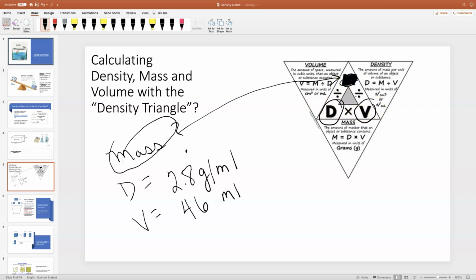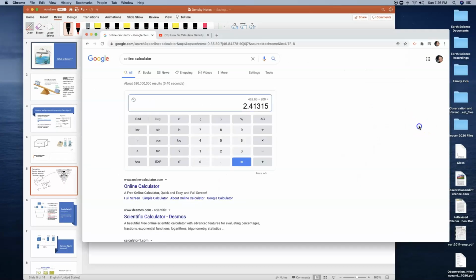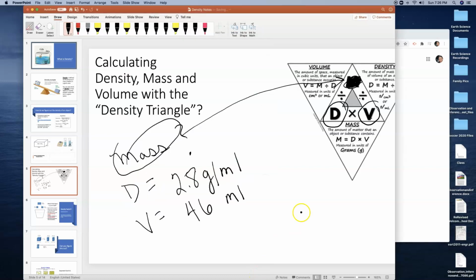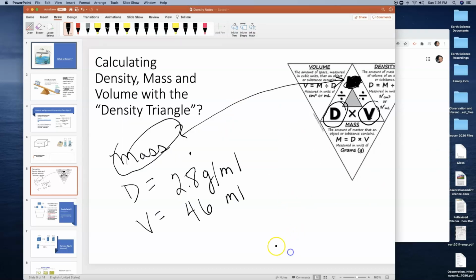So again, you would go to our calculator, right? If I minimize this down just a bit, 2.8 times 46, clear this out, 2.8 times 46, and I would find out that what was missing again was my mass, right? So my mass was 128.8 grams. So again, that's pretty straightforward stuff. My mass equals 128.8 grams.